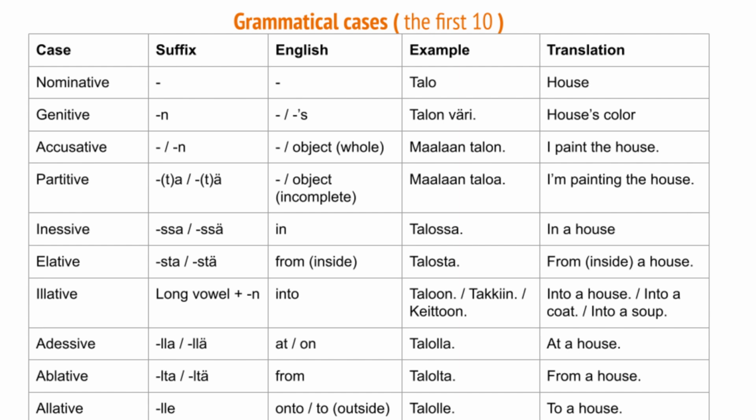The next one is very close to the same, but this is partitive. It means that the object is incomplete, it's not full. Maalaan taloa, I'm painting the house. This means that you're painting the house, but you haven't painted the whole thing. You don't know if you will paint the whole thing, you are just painting the house as it is.